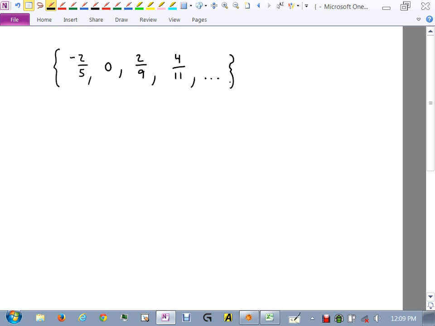Okay, so let me give you a hint, all right? Look at every single one of these as fractions and focus on the numerator and denominator separately. And tell me if you can see a pattern in the numerator and denominators. What's the top? The numerators are what? Evens, starting with what? -2. And the denominators are odds starting with 5.